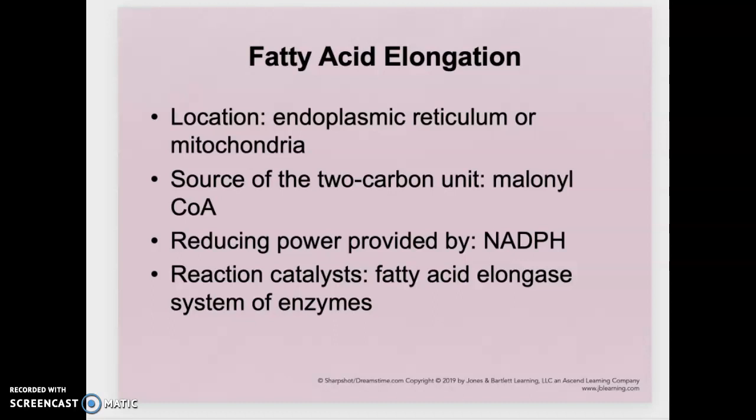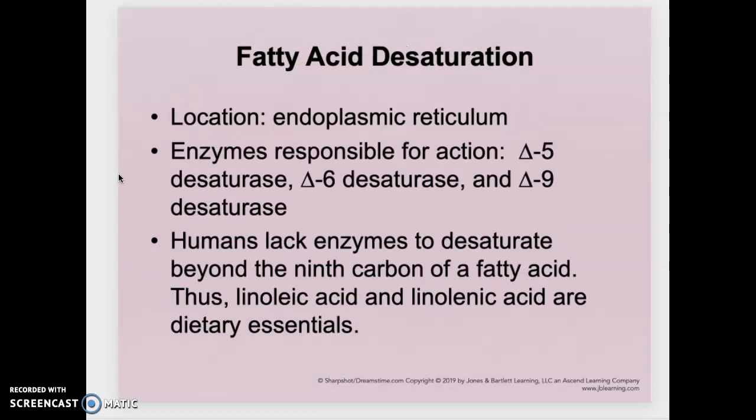Elongation is just going to make longer fatty acid chains. This can happen in the ER or in the mitochondria. It's going to use malonyl coenzyme A again to increase the length of the fatty acid, right? So it's providing those carbon units. Fatty acid elongases are the enzymes that help with catalyzing these reactions to elongate the fatty acids.